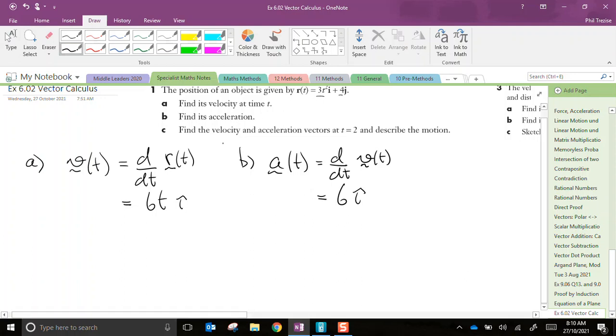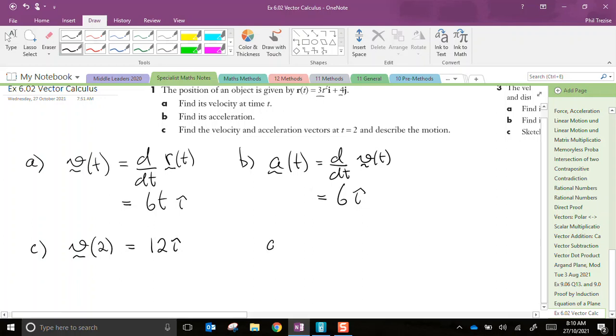Finally, find the velocity and acceleration vectors at t equals 2 and describe the motion. So for part C then, to find the velocity of the particle when t equals 2, we literally substitute 2 for t. 6 times 2, that's 12i. And there were no units given here. I'm going to assume SI units of meters per second.